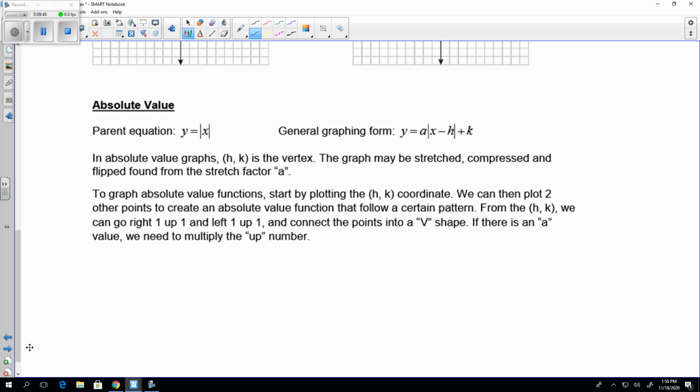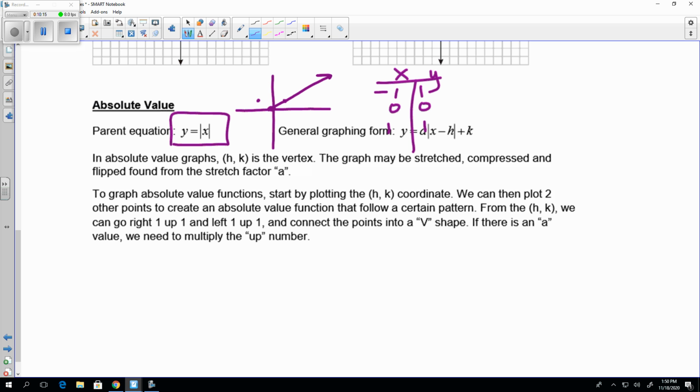The parent equation is just y equals |x|. That's the most basic one, and it's very similar to a parabola. If I were to pick some points, let's make a little table here. -1, 0, 1. Absolute value of negative 1 is 1. Absolute value of 0 is 0. Absolute value of 1 is 1. So it's actually the same points, but what would happen if I were to do more of the points is it's going to just be a steady straight line outwards in both directions.